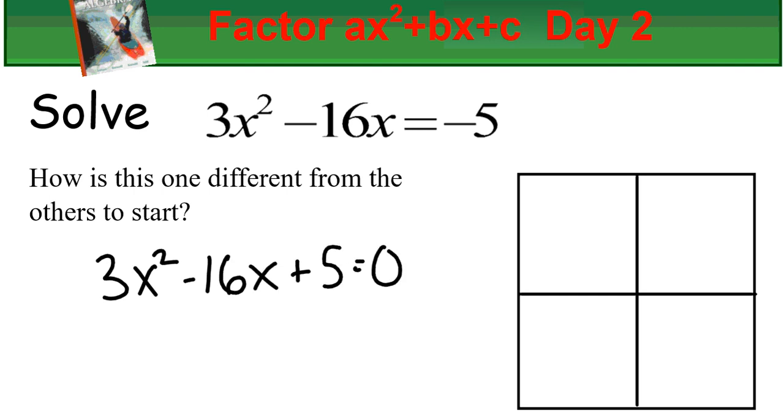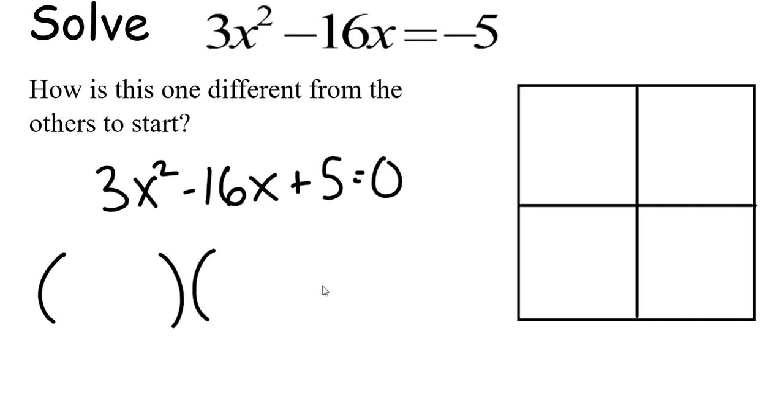Now I need to factor. I know that the first part is formed from multiplying these two pieces, and they have to make 3x squared, so it's going to be 3x and a 1x. Now I know it needs to multiply to be a 5, and it's positive, and the middle is negative, so they both need to be negative. So it's got to be a minus and a minus. So it's either a 1 and a 5 or a 5 and a 1. The 5 has to be here, and the 1 has to be here.